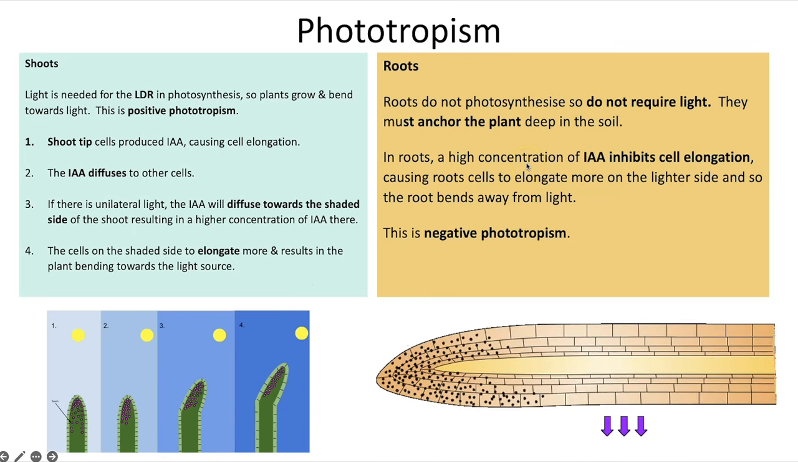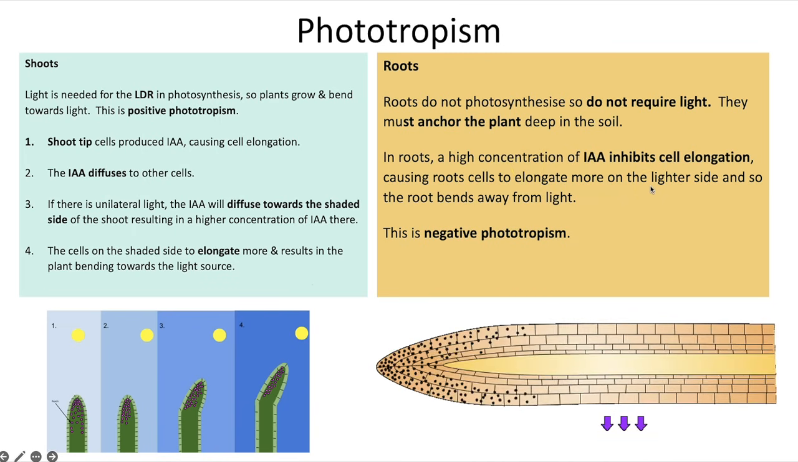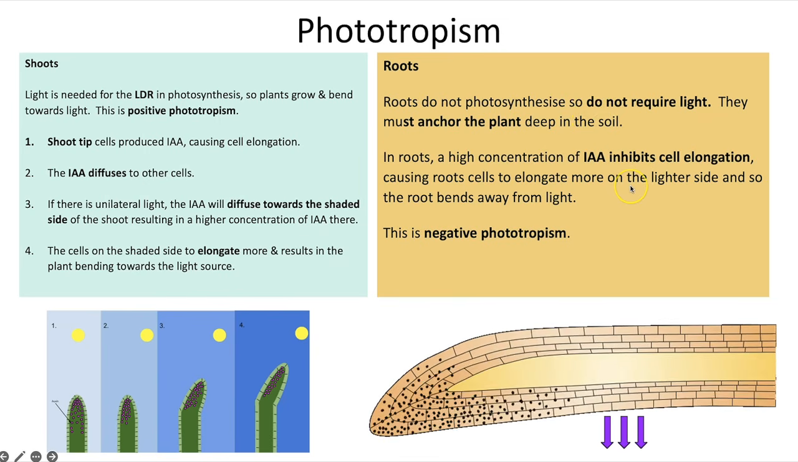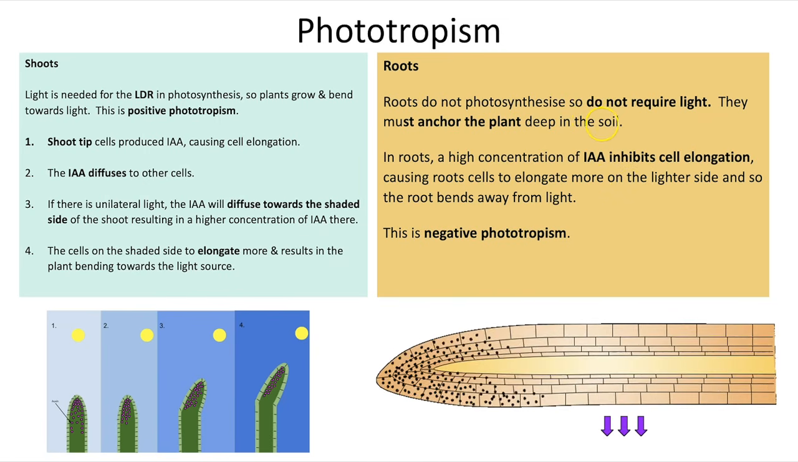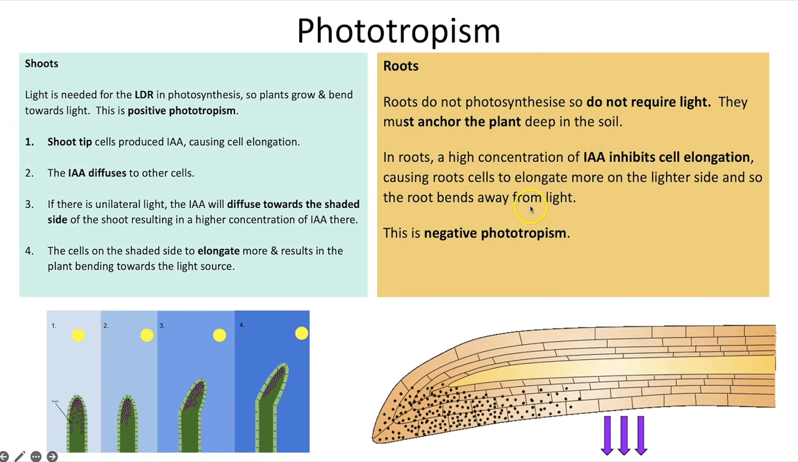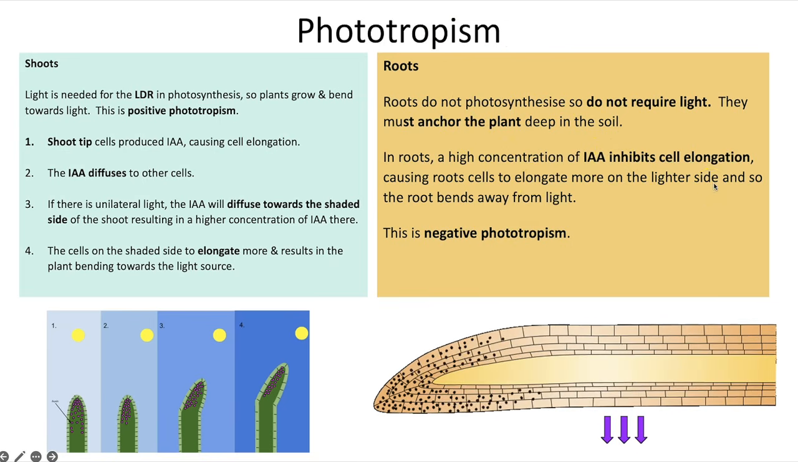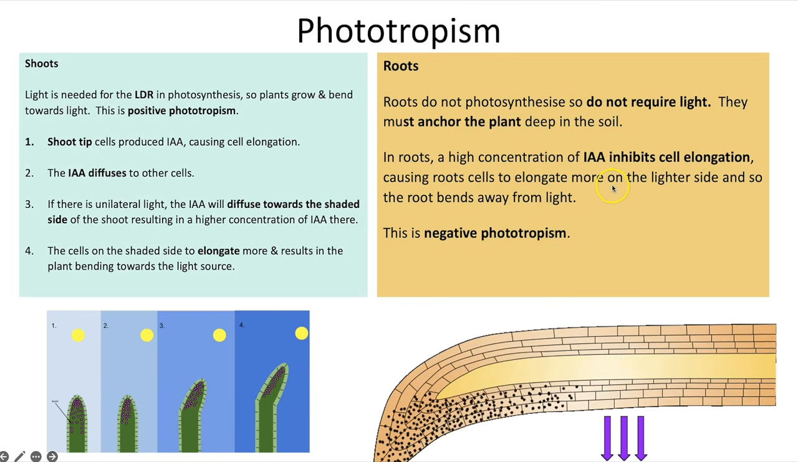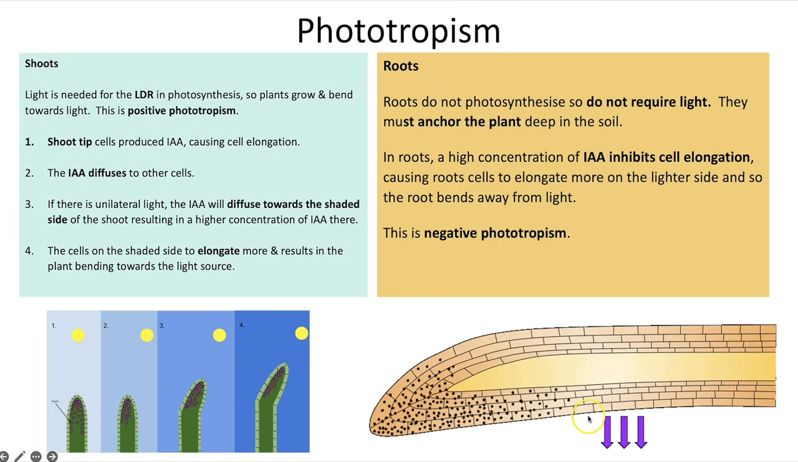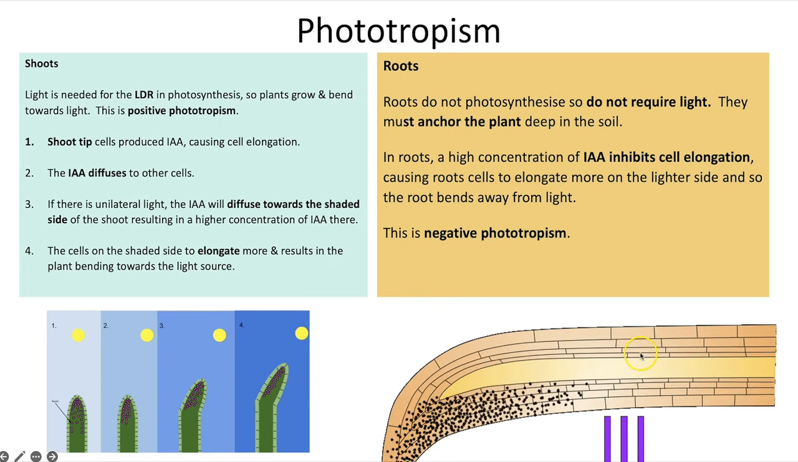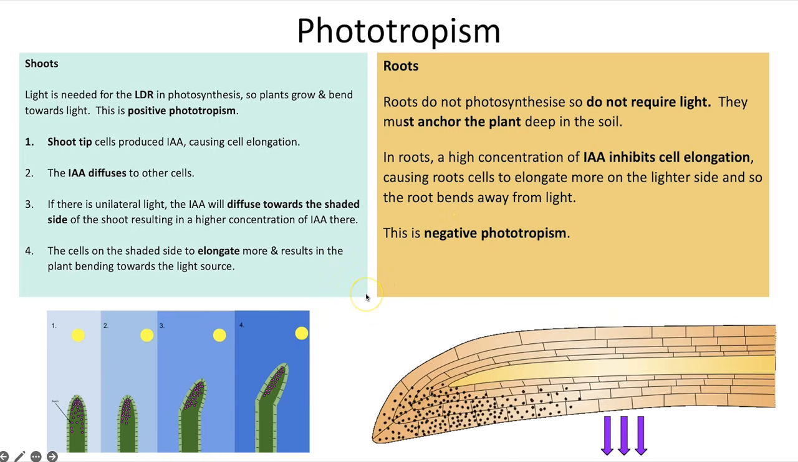Now, in the roots, we have the opposite effect. Roots do not photosynthesize, so they don't require light, but instead it's an advantage if the roots are deeper in the soil so they can anchor in, and also it helps to reach more water. So in roots, if there's a high concentration of IAA, it inhibits cell elongation, and that causes the root cells to elongate more on the lighter side, and so the root ends up bending away from the light source, which is what we can see here in this animation, and that is negative phototropisms.